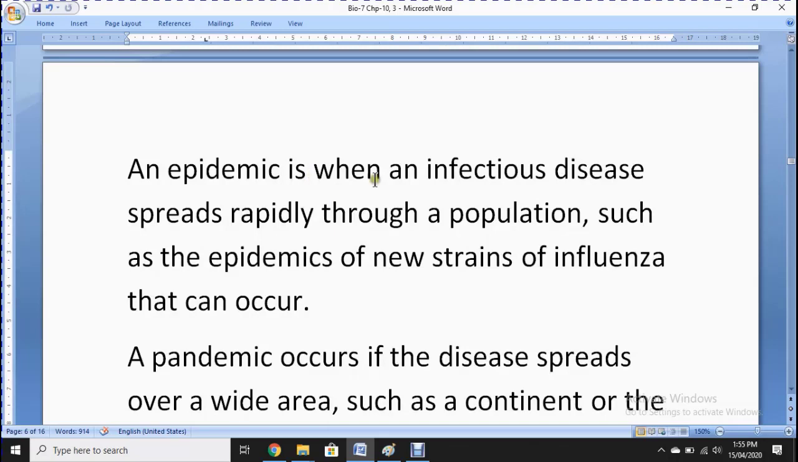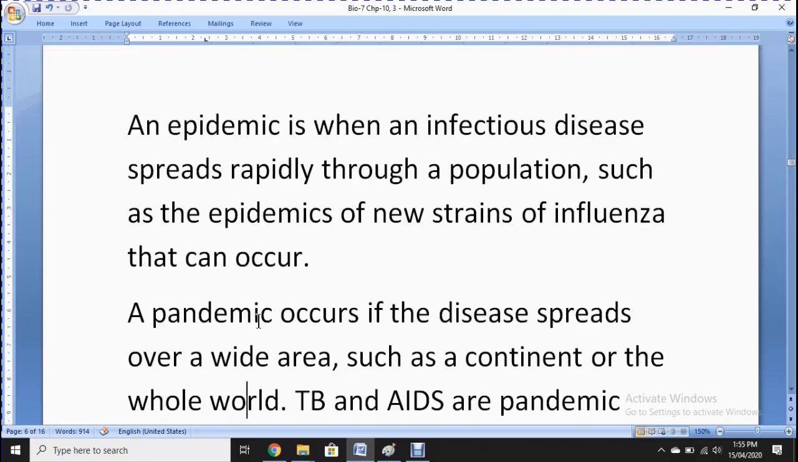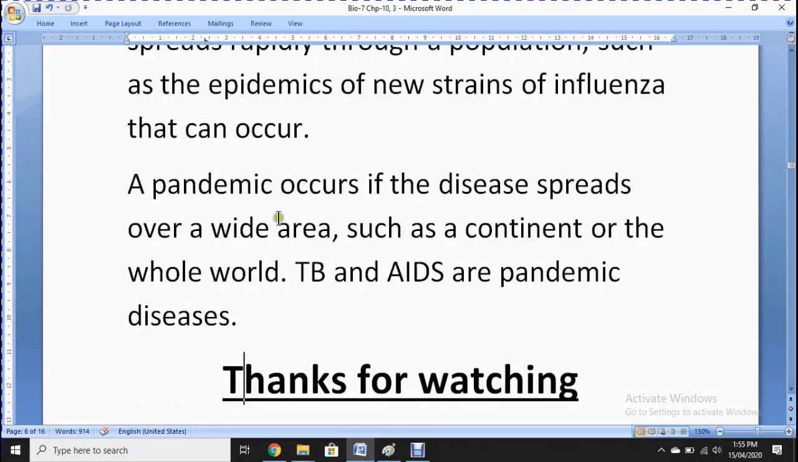An epidemic is when an infectious disease spreads rapidly through a population, such as an epidemic of a new strain of influenza that can occur. A pandemic occurs if the disease spreads over a wide area, such as continents or the whole world. TB and AIDS are pandemic diseases.